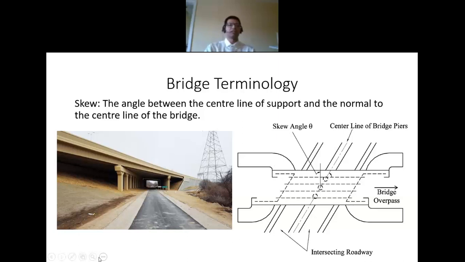let's look at what the definition says. It says the angle between the center line of support and the normal to the center line of the bridge. So the center line of support is this, and in the image it is this, and the center line of the bridge is this, and it would be somewhere around here from top view. So it says normal to the center line of the bridge. So if the center line of the bridge is somewhere here, normal to that would be this direction. And the angle between them, which is marked here in between the two arrows here. So that's the skew angle.